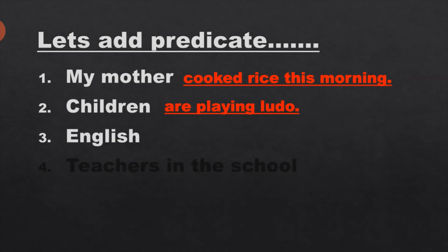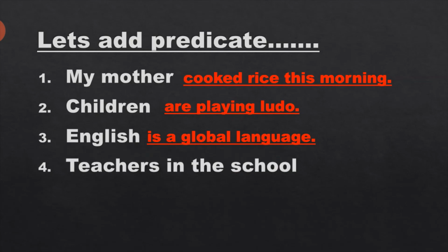Then the next one, English. You can add: English is a global language. English is very easy to speak. English is a very interesting language. Any predicate part you can add here, right? I have added is a global language. And the last one, teachers in the school are teaching us. Teachers in the school are helping us to develop in all the ways.